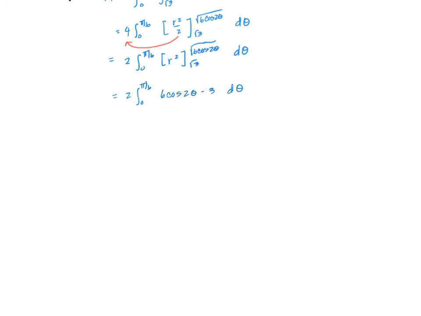D theta. All right. Now, when I take the antiderivative there, cosine of 2 theta is going to be sine of 2 theta over 2. So the 6 over 2 turns into a 3. This becomes 3 sine of 2 theta, and this is going to be minus 3 theta.